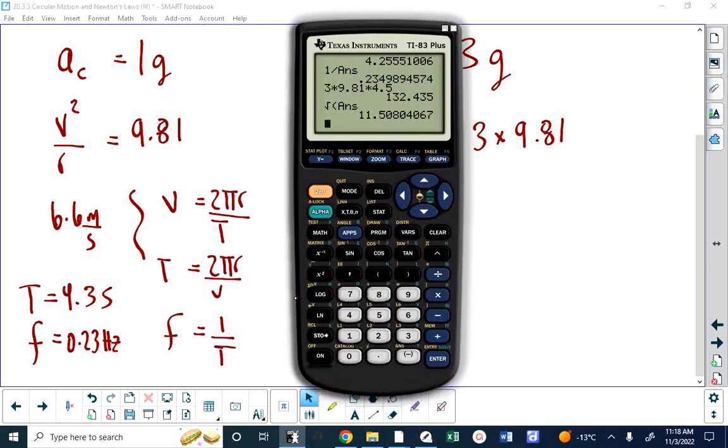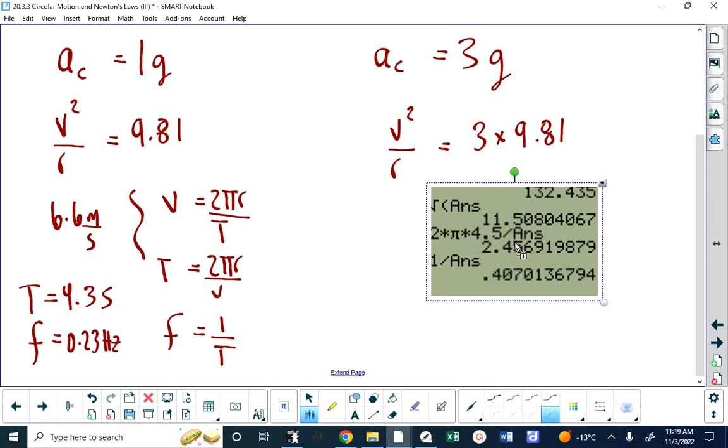Looking at how we found the period before, period is 2 pi r over v. So if I take 2 times pi times the radius divided by my speed, this is the period. All of a sudden, it's only taking about 2.5 seconds to go around once. And frequency is 1 divided by the period. So our answers for the 3G one would be this is the speed, this is the period, and this is the frequency. Do we have 2 more? Okay.